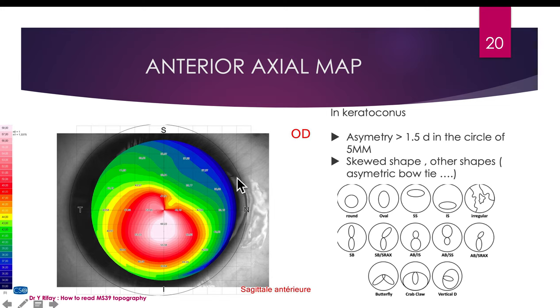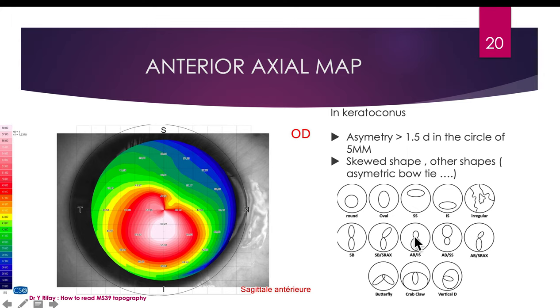This is a case of keratoconus with the parameters we know, the asymmetry and the SRAX. And we can see here all the shapes we can find in any topography. It's like other topographies: round, oval, with the superior steep, inferior steep. We can have the symmetric bow tie with the SRAX, asymmetric bow tie, the snowman, asymmetric bow tie, and tracks. We can have some special shapes: butterfly, crab claw, vertical, and some irregular cases.